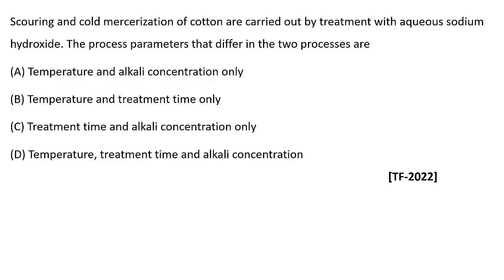So if you know what is the use of sodium hydroxide, it is used as an alkali, but the concentration in scouring as well as in mercerization is different, as the role of these two processes are different, and depending upon the functions and the process, the concentration, temperature and time varies in both the processes. So every parameter is different in scouring and cold mercerization. So option D is the right answer: temperature, treatment time and alkali concentration. Now coming to the next question.